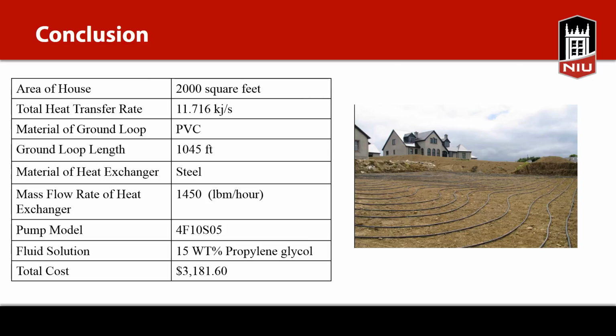The material of the heat exchanger was steel piping. Mass flow rate of the heat exchanger was 1,450 pound mass per hour. The pump model was a Dean & Bennett 4F10S05. The fluid solution was a 15% by mass propylene glycol, and the total cost of our system was $3,181.60.